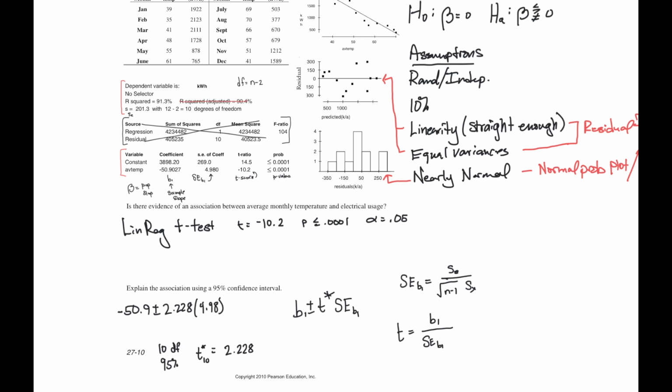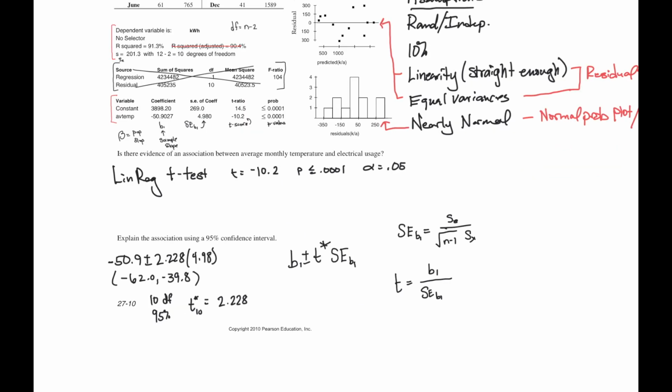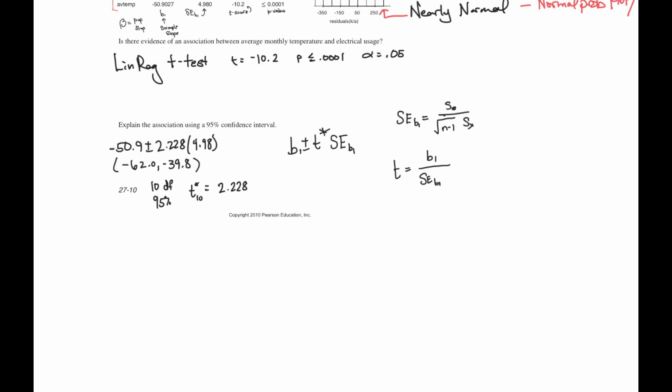And I'm going to take my calculator. I'm going to add and subtract these numbers, and we're going to write those things down. If you do that, you get negative 62.0 to negative 39.8. Again, I'm going to write this sentence out using my basic confidence interval little conclusion, but I am going to focus in on the idea that I'm going to be talking about slope. So it should have that slope feeling to it.